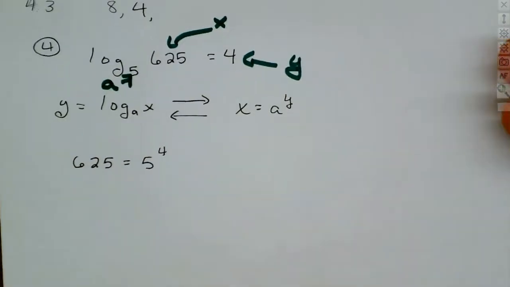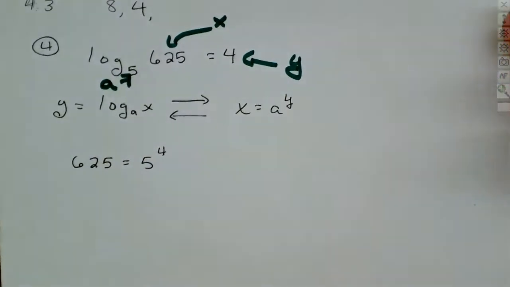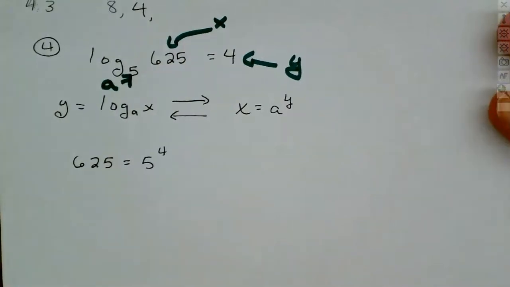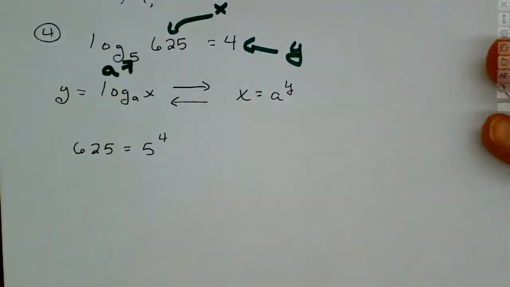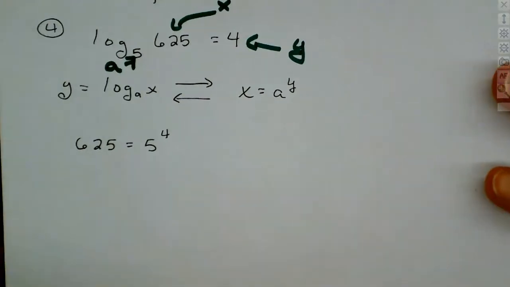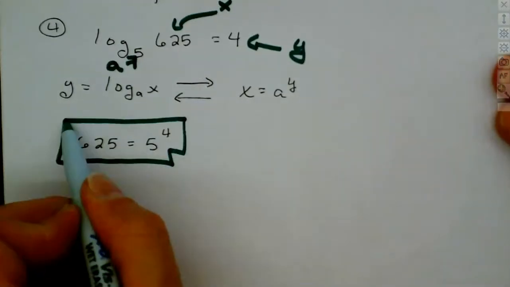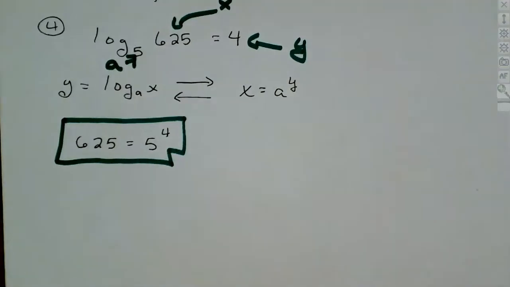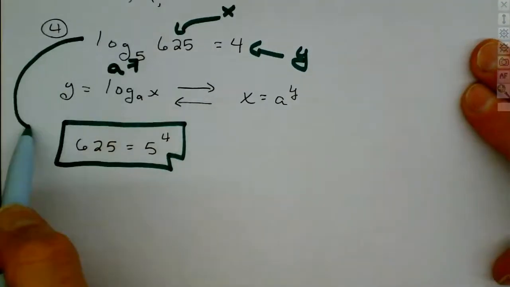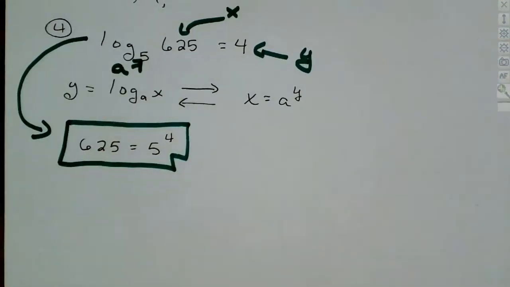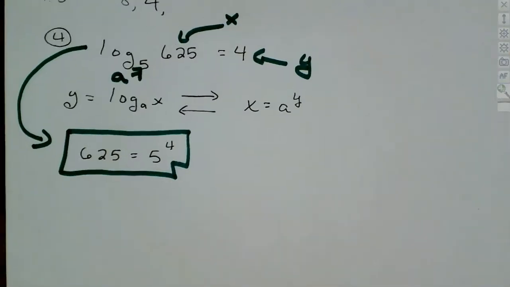And we know that's a true statement, right? Because 5 to the 4th power is 625. So true will be the answer? No, all I want on this one is this. This is the answer right here. I converted that logarithm into an exponential. And that's all I want you to do. Convert it from one to the other.